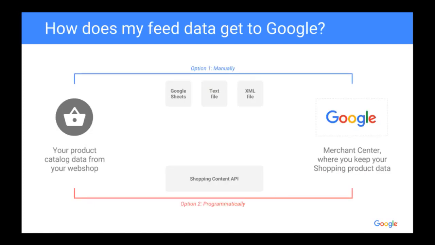Then how does my feed data get to Google? Depending on the size of your business, if you're a smaller business, you may just use a Google spreadsheet. So think of it like an Excel sheet or a LibreOffice sheet. In this case, it's a Google spreadsheet. That usually works for up to 100,000 products. It's the easiest way because you have a very easy to work with interface.